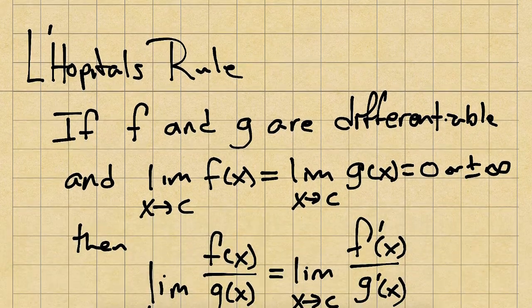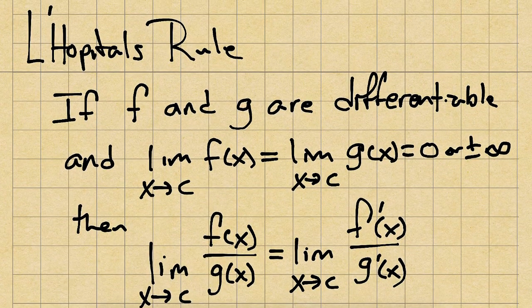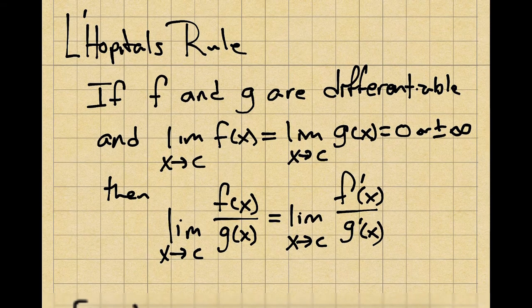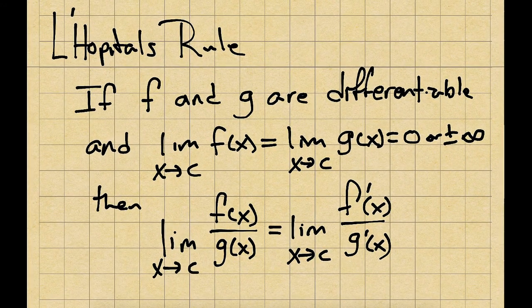So the first one, L'Hopital's rule. Last year we talked about L'Hopital's rule. Here is L'Hopital's rule. You can certainly pause the video at any time and write this stuff down and then come back to the explanation. The first thing about L'Hopital's rule is you've got to know that f and g are differentiable, and that the limits of each of them individually, the numerator and the denominator, either go to 0 or they go to plus or minus infinity.